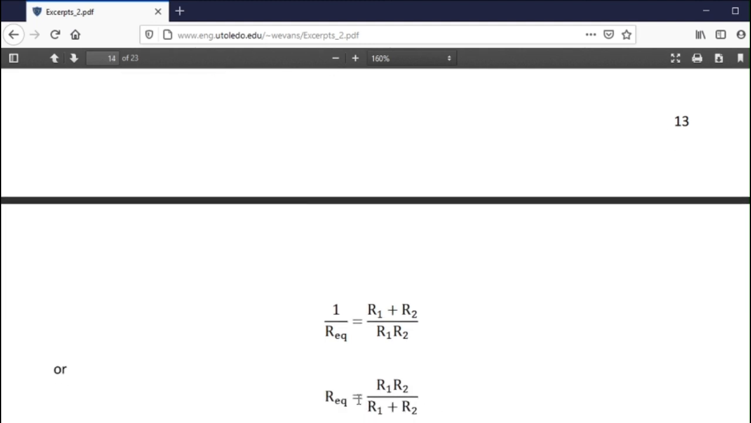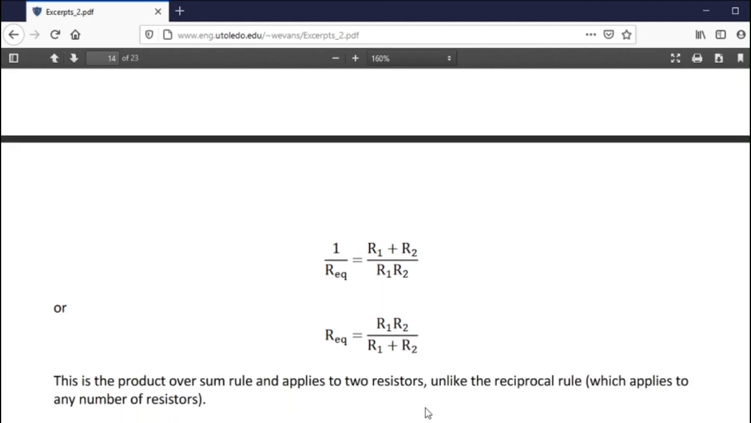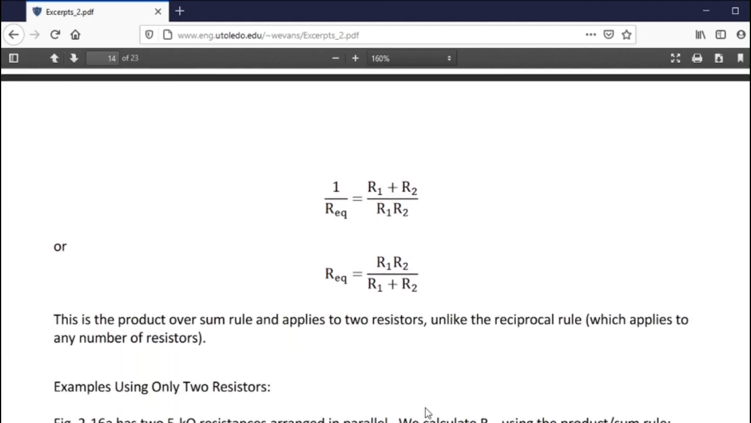Or, if you only have 2, R1 R2 over R1 plus R2. That's the equivalent if you only have 2. This is the product over sum rule. Product over the sum is one of the equations for if you only have 2.